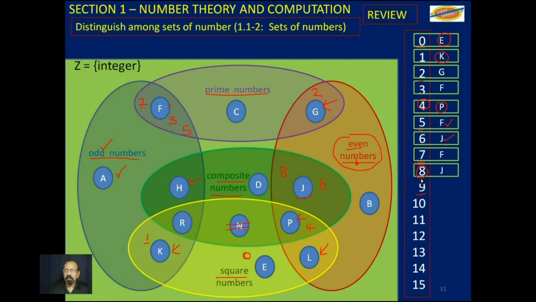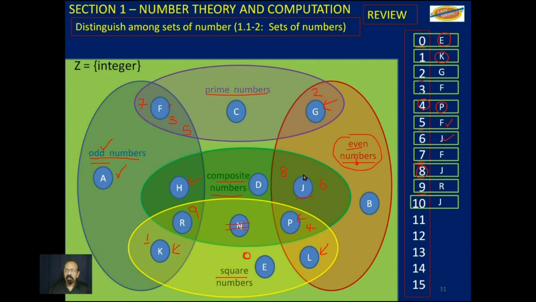Consider 9. Now, 9 is odd. It is also square, and it is also composite. So where do we put 9? We put 9 at R. So 9 is odd, square, and composite. Fits at R.